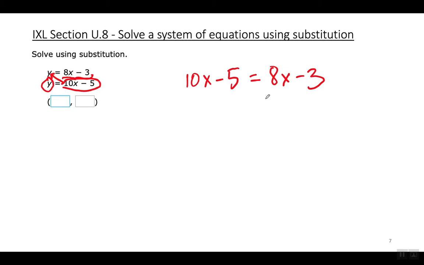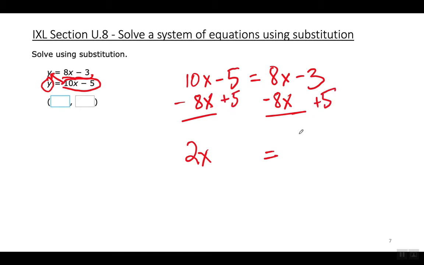Alright, so now I'm going to solve for x. Subtract 8x, and I'm going to get 2x equals, let's move the minus 5 to the right by adding 5. Alright, so 2x equals 2, so x equals 2 divided by 2, so x equals 1. That's the first part of my answer.